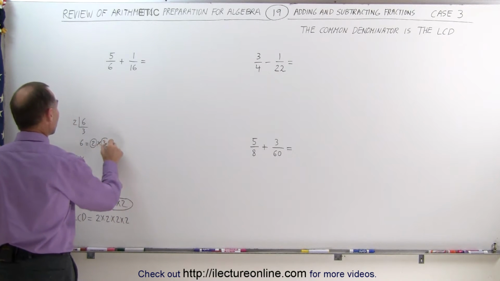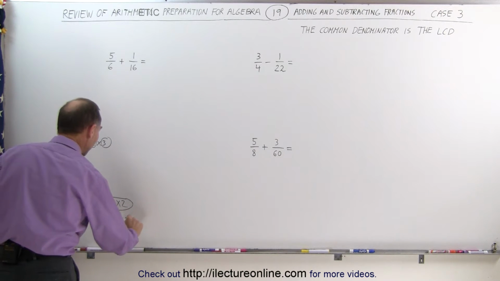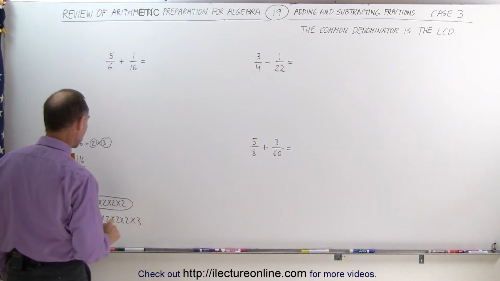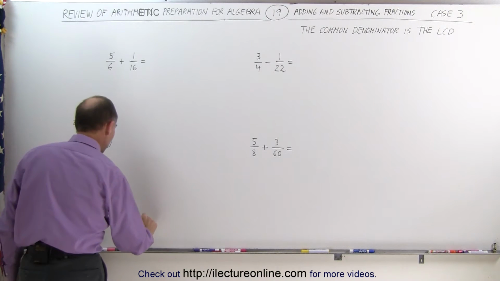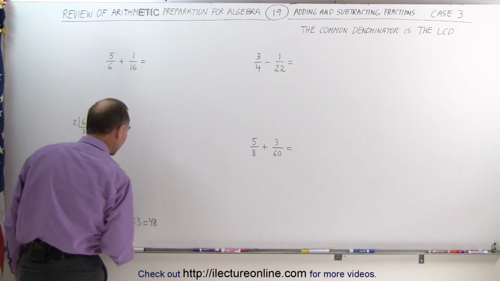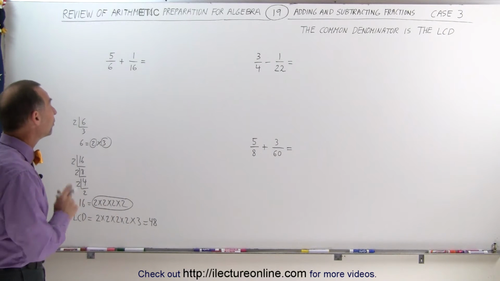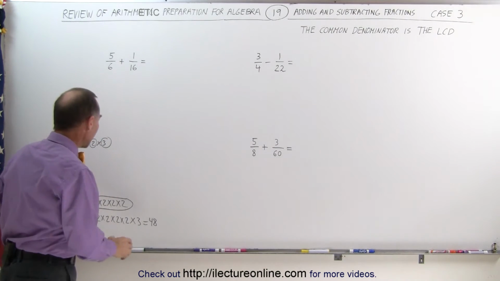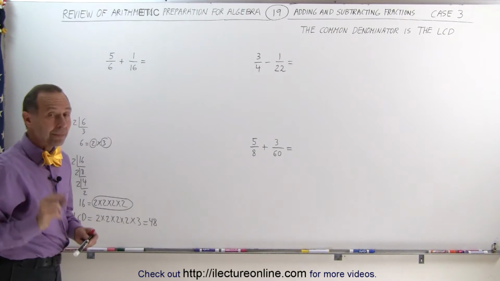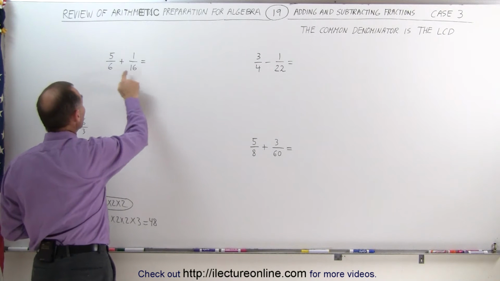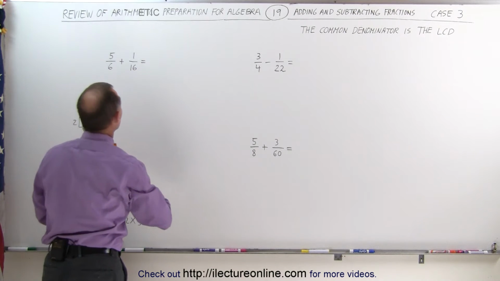times, I have 1 3 here, I don't have any 3's here, but I take the largest number I can find times 3. This is 16 times 3, or 48, which means that the common denominator of these two denominators will be 48. Now that we've found the lowest common denominator, that means I'm going to have to change these two denominators to the lowest common denominator.